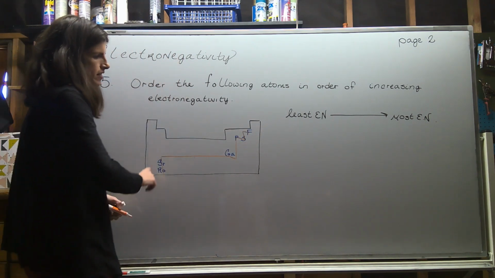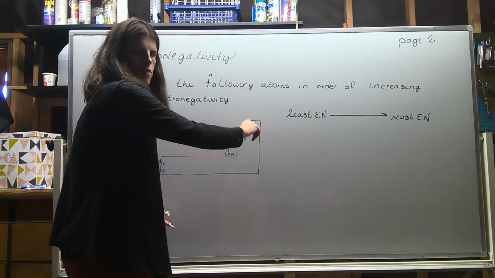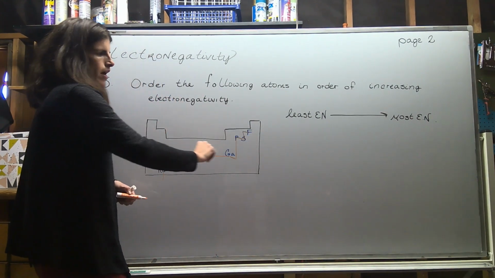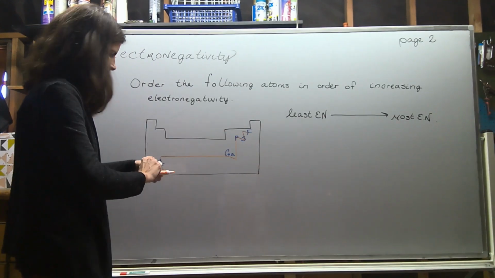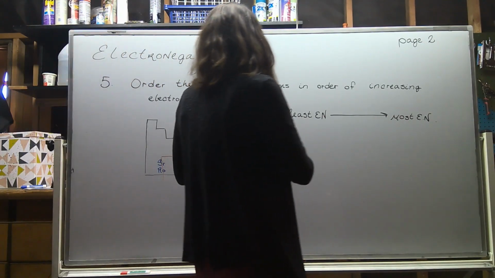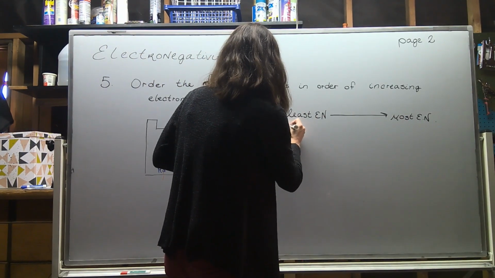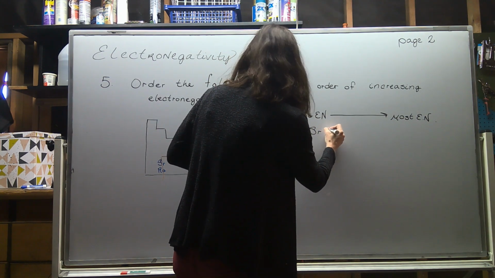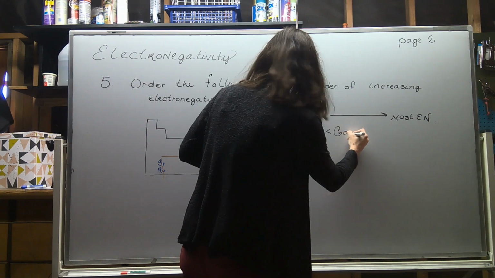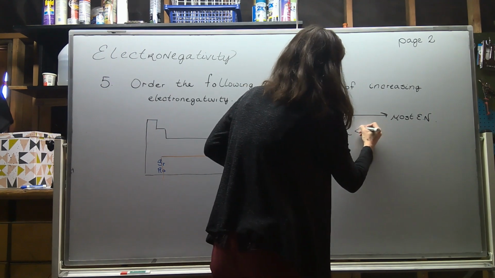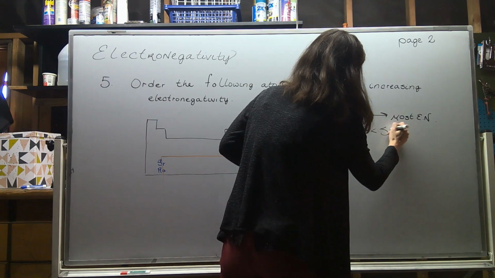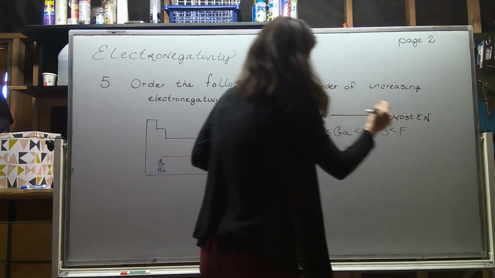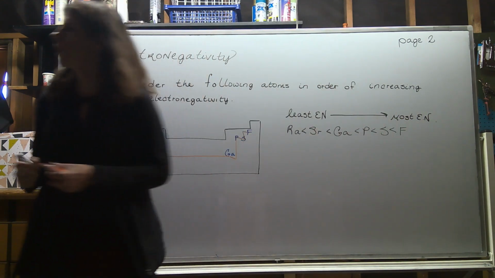So you're kind of going stepwise. After you circle everything, you're going to go stepwise towards fluorine. And then let's just write that down. So radium, strontium, gallium, phosphorus, sulfur, and then, of course, we wrap up our list with fluorine.